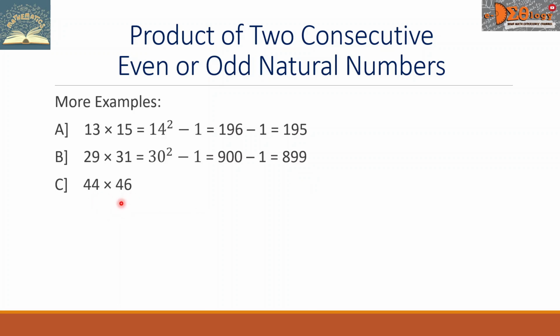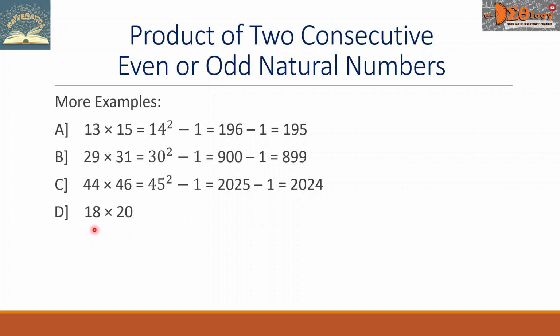Another example, 44 times 46. The middle number is 45. So we write 45 square minus 1. The square of 45 is 2025 minus 1, and the answer is 2024.